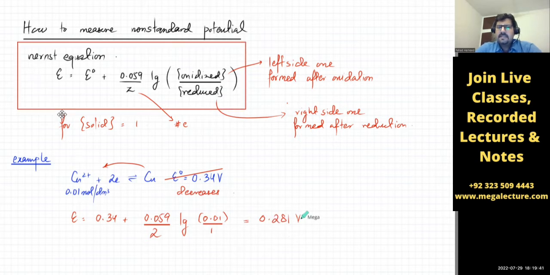So just remember the Nernst equation gives you a value for the new potential. If you change the concentration, under standard conditions it's going to be 1 mole per dm cube. It should have been 0.34 volts, but since you're not using standard conditions, the Nernst equation works only with concentration, otherwise it's not going to work.